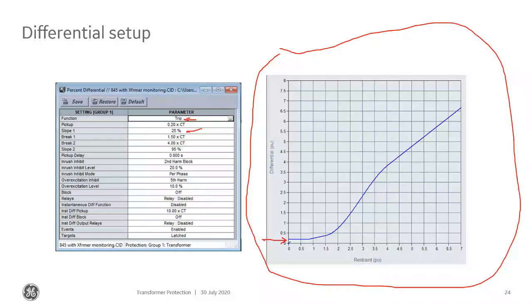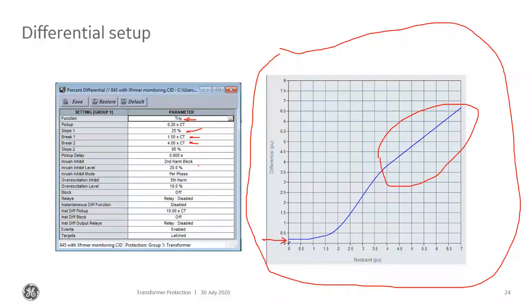Okay. Slope 1 here is set at 25%. So that means my differential has to be above 25% of my restraint to operate. Breakpoint 1 here is set at 1.5. So slope 1 is the slope less than breakpoint 1. Breakpoint 2 is set here at 4, and all of these are fairly typical values of differential. My slope above breakpoint 2, I can set much higher because this is to keep me restrained for heavy through faults. So I've set that to about 95%.